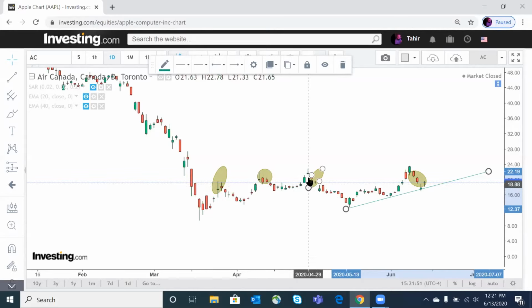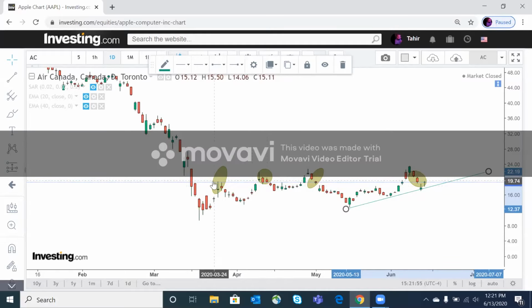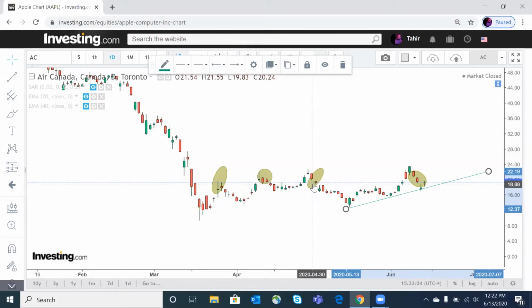Here also you can see it did not resist many times, but these two are considered to be strong resistance. And this point should be touching at least two candles. So this one here also resisted and gave a closing at this level. So this can act as a resistance, and the same goes with support. Support is on the other hand.